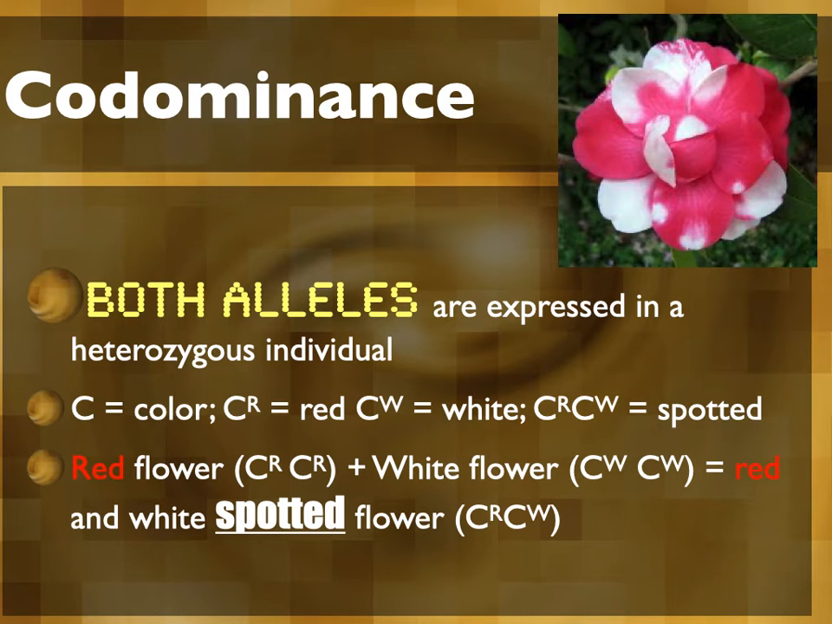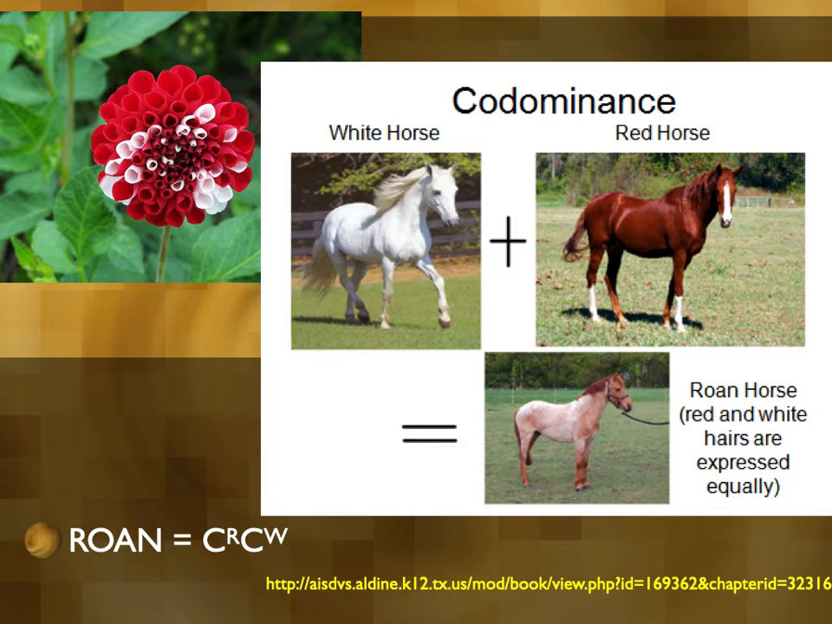Codominance is another example. Both alleles, they tie, but they are expressed discretely. Here we're going to change and use capital C, in this case for color, and then capital C superscript R, or just CR, red. CW is white. CRCW is a spotted flower. So if you take a red flower, CR, plus a white flower, CW, you get red and white spotted flowers, which are CRCW.